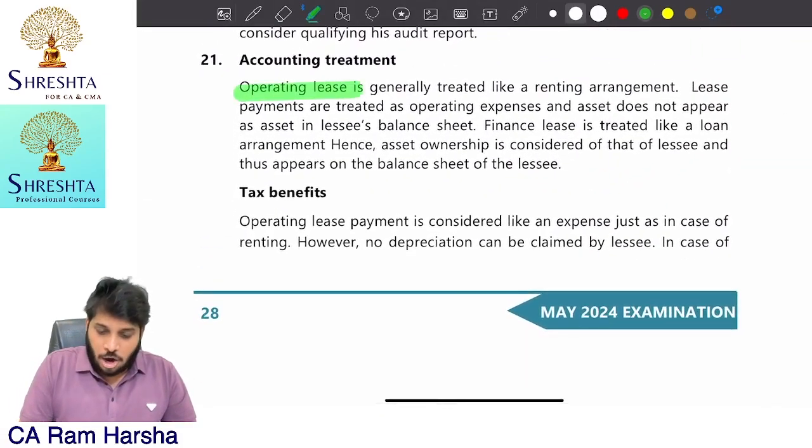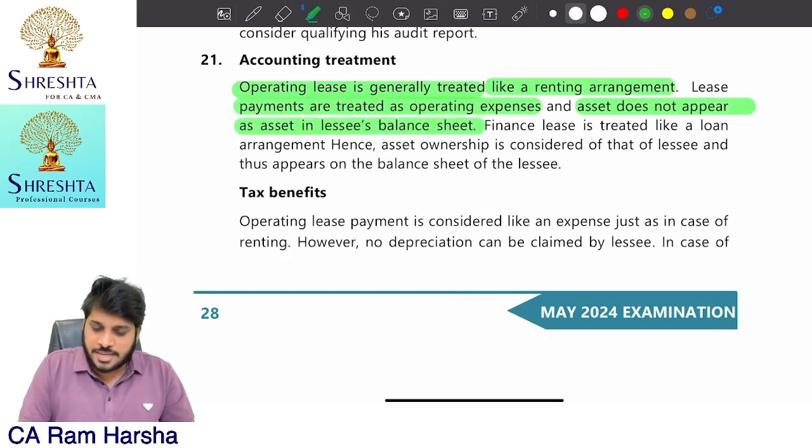Accounting treatment: an operating lease is generally treated like a rental agreement. Lease payments are treated as operating expenses, and the asset does not appear in the assets of the balance sheet. That's the accounting. Whereas a finance lease is treated as a loan arrangement. Hence, asset ownership is considered part of that lease and thus appears in the balance sheet.